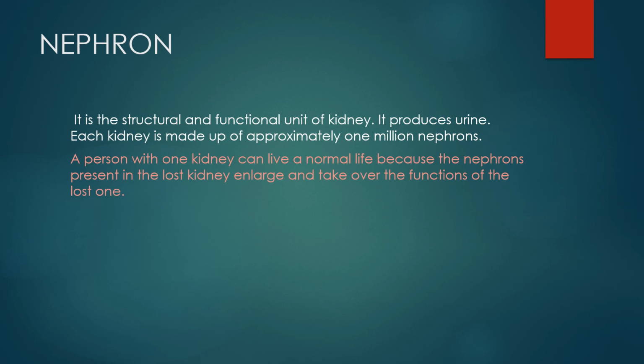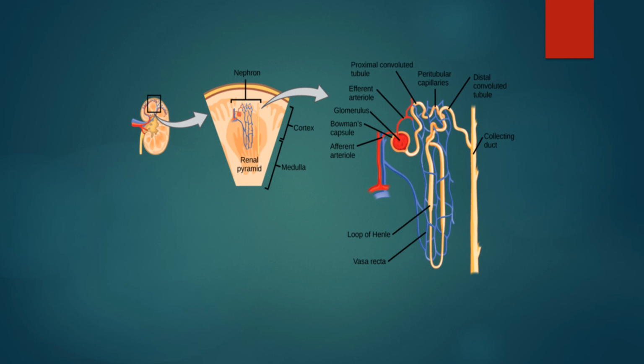We know that the kidneys produce urine. It is actually the nephrons which produce urine. Each kidney is made up of approximately 1 million nephrons. Each nephron is made up of three important parts.